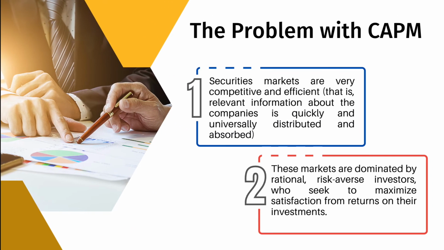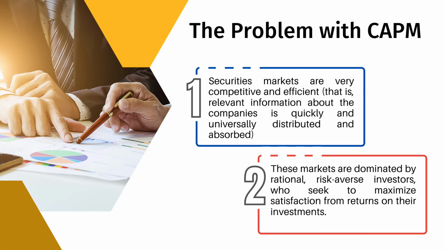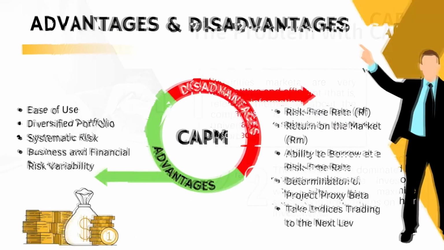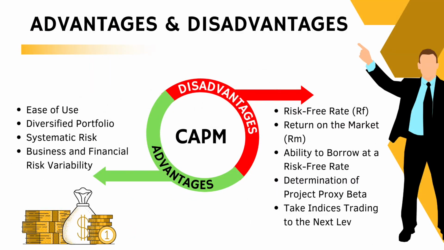So, the problem with CAPM. The first assumption is that securities markets are very competitive and efficient, which means relevant information about the companies is quickly and universally distributed and absorbed. The second is that these markets are dominated by rational, risk-averse investors who seek to maximize satisfaction from returns on their investment. Now, the advantages and disadvantages of CAPM.